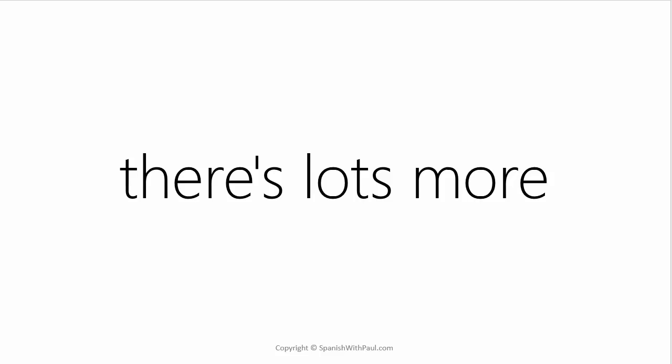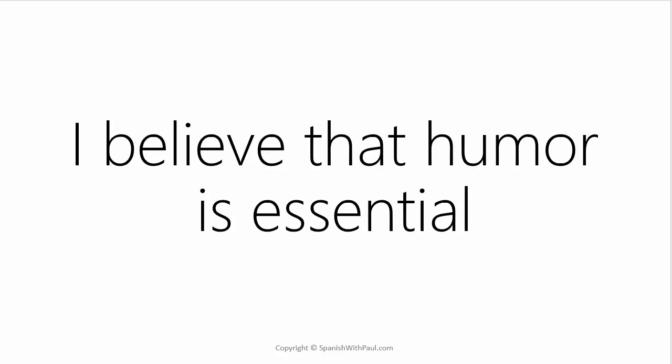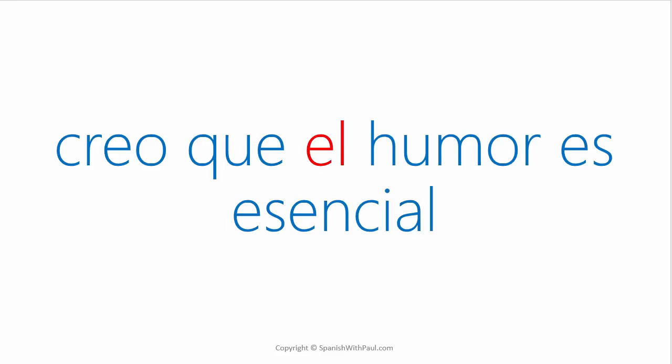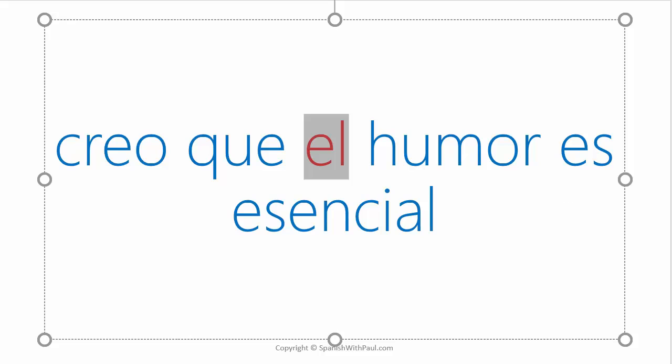Look at these examples. In English, we could say, I believe that humor is essential. Now, in Spanish, this would be, creo que el humor es esencial. Here you can see that the definite article is being thrown into the sentence structure. Creo que el humor. I think that the humor is essential.